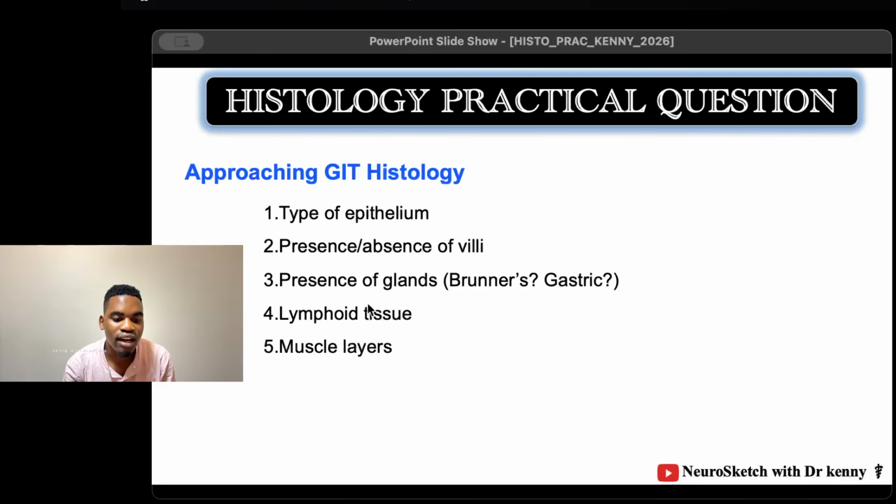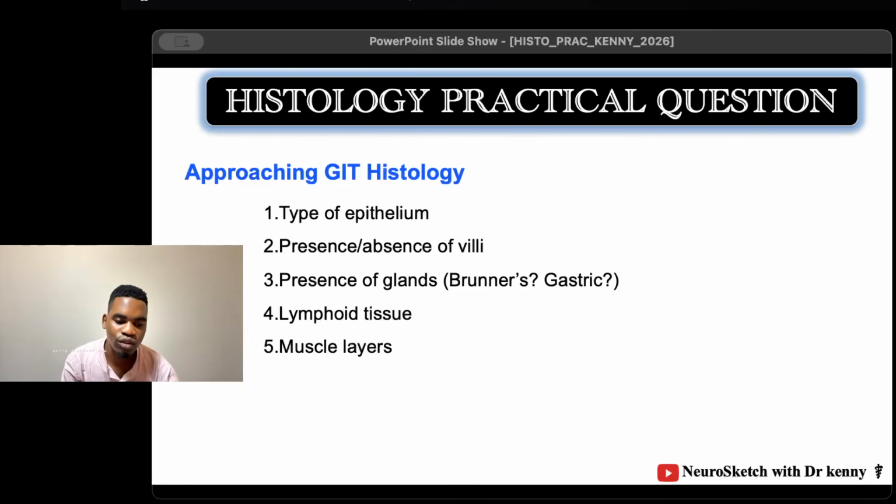The next question you ask yourself: do I see glands or not? If you see glands, it's more of the gastric glands, so this tissue is most likely coming from the stomach, because the stomach will have the glands, and the epithelium type will also guide you. The epithelium of the stomach is going to be simple columnar. But if you have simple columnar with villi, we go straight to the intestine. But we don't see villi, we see glands, so we go where? To the stomach.